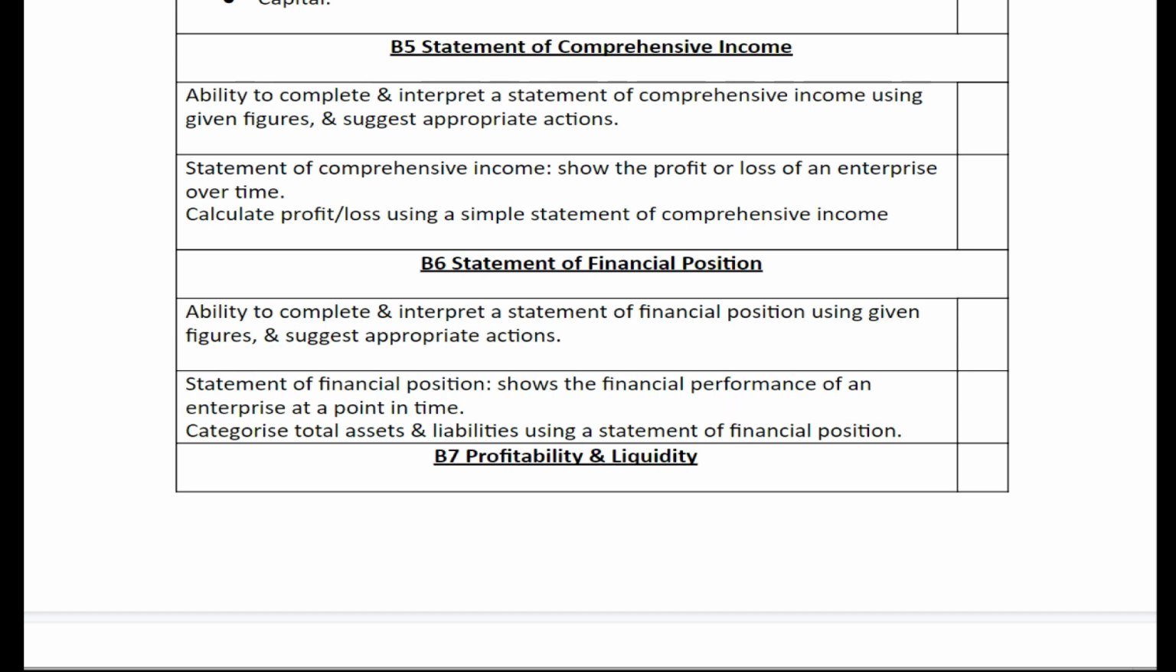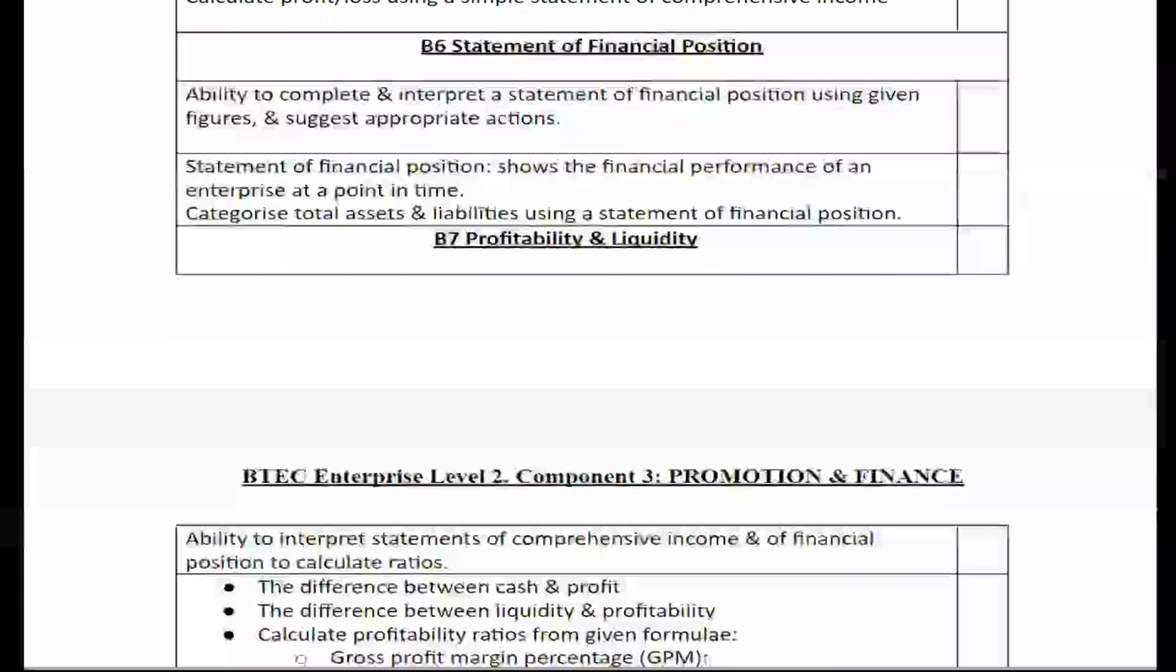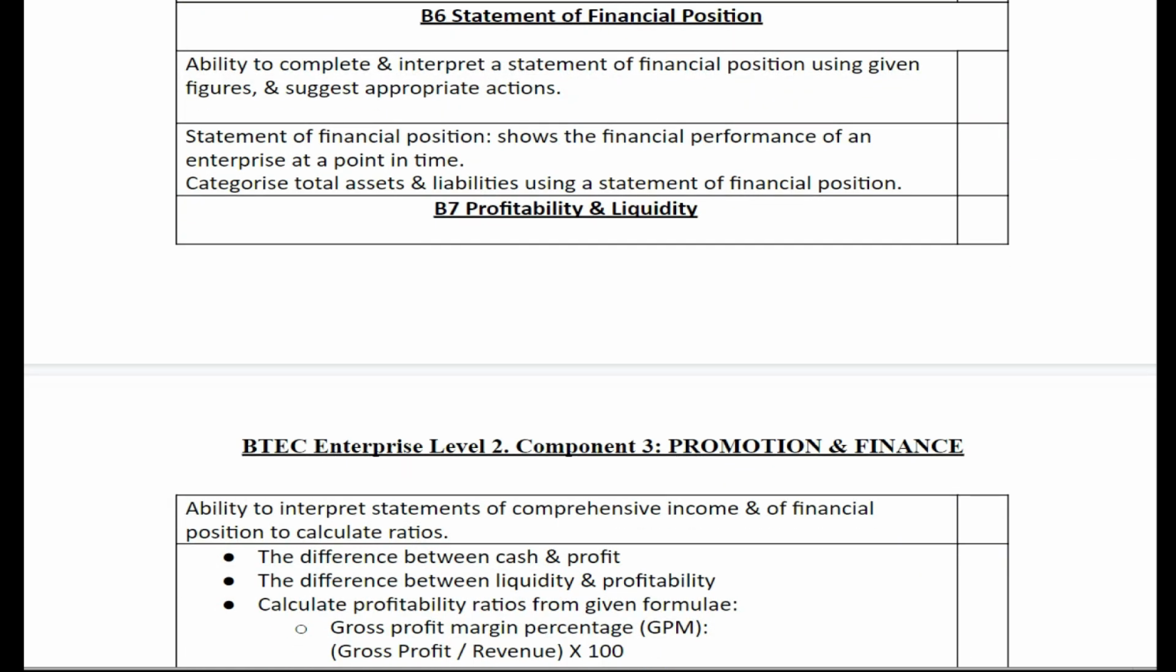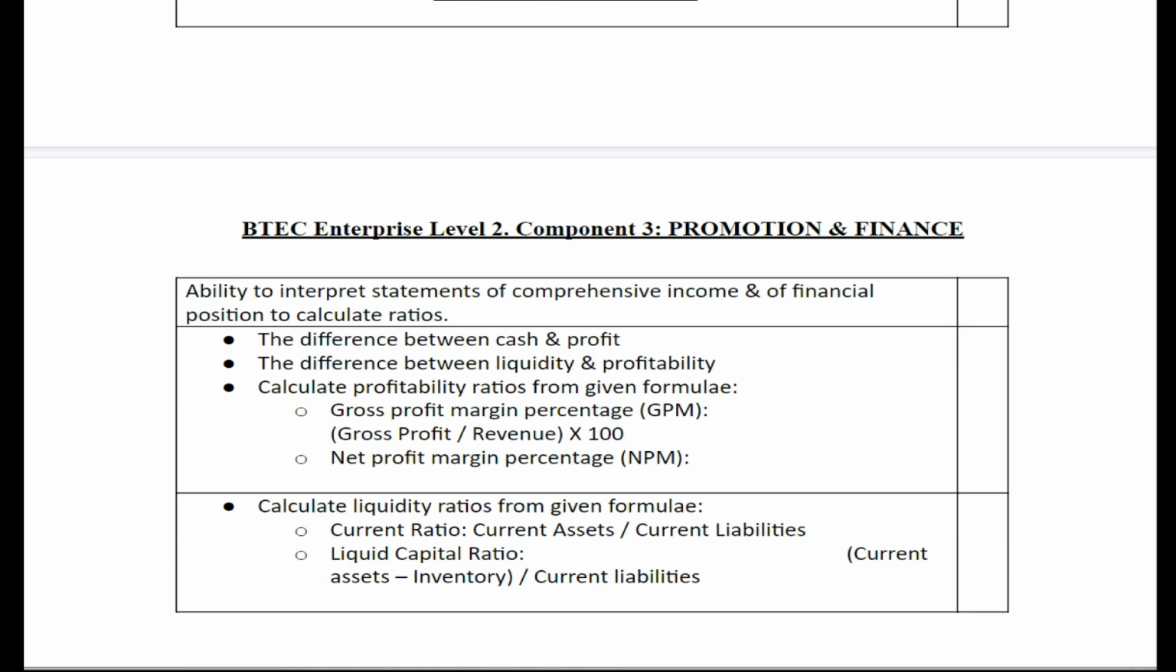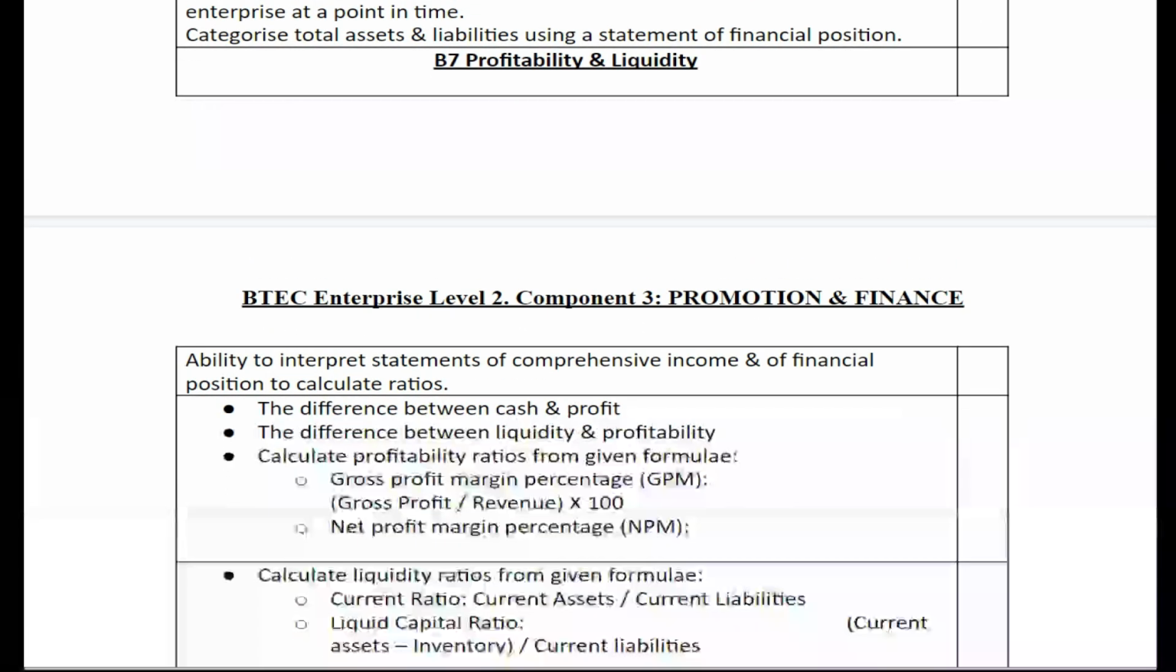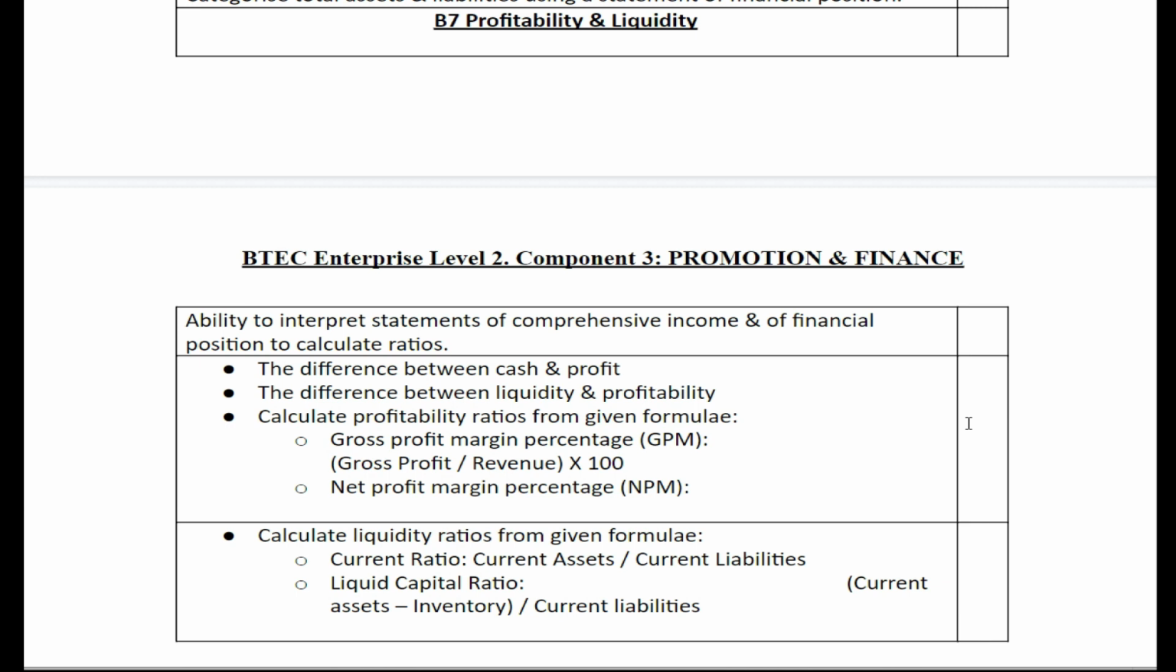Good. Basically, you don't want to have a business which has got too much money in stock or inventories. Too much money in inventories means that the business's liquid capital ratio will be poor, and it won't have enough cash to cover its short-term debts. And then finally we've got profitability and liquidity here.